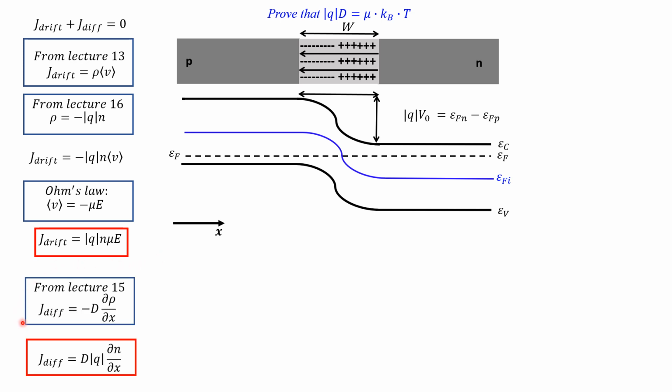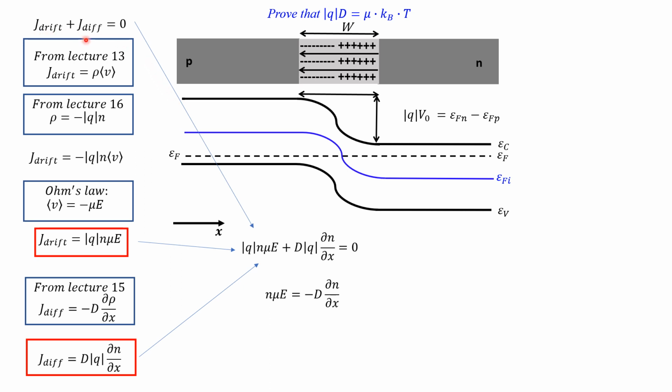Now we need to recall the expression for the diffusion current. In lecture 15, we derived this expression for the diffusion current, and when you use the concentration of charge in terms of the concentration of electrons, free electrons, then we can express this diffusion current explicitly in terms of the variation in the concentration of free electrons. So we went from here to here using this expression for the concentration of free electrons.